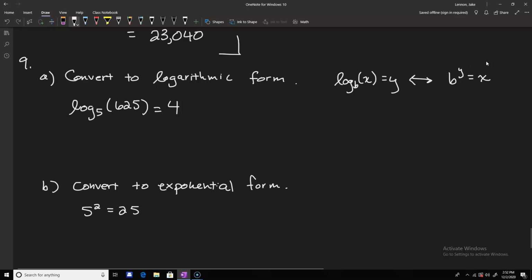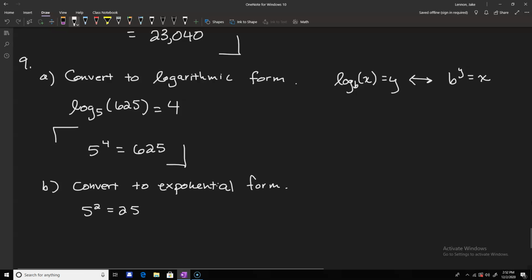Okay, so what does that look like here? Well, for part A, we just can match up. So we're starting on the left-hand side. b is equal to 5, x is equal to 625, and y is equal to 4. So all we have to do is say 5 to the 4th power is equal to 625. And you can check, and that is a true statement.